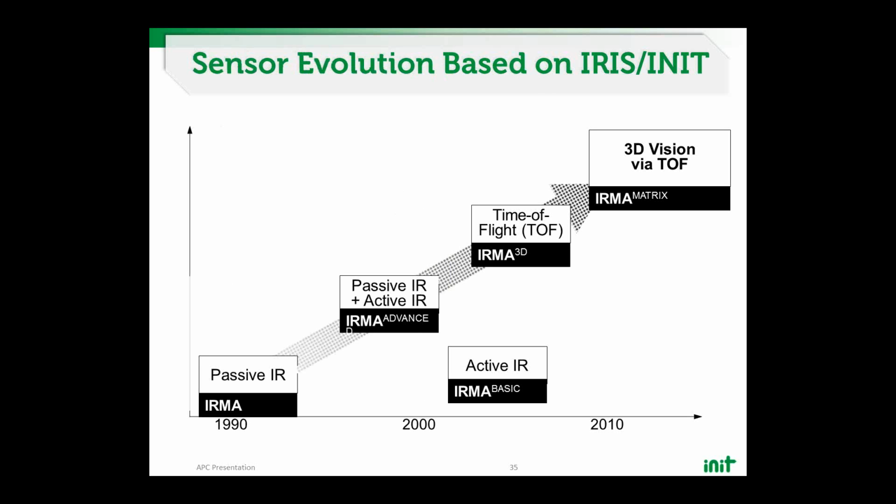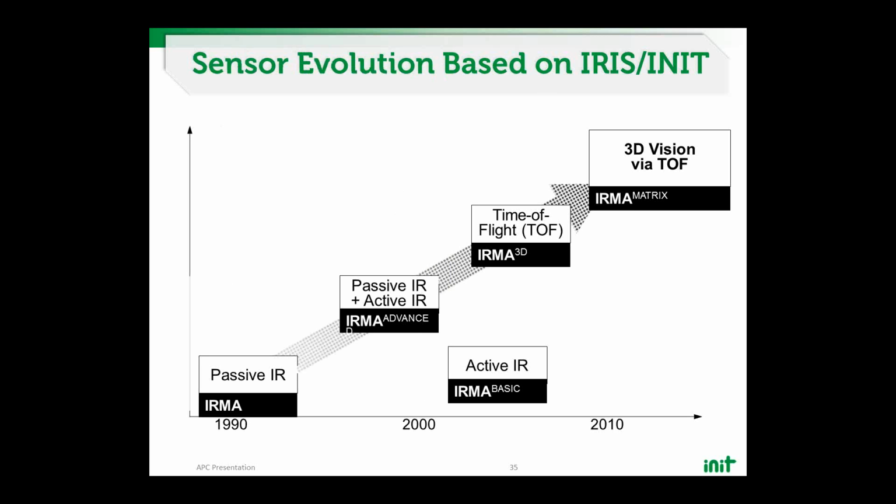To give you the sensor evolution based on the IRIS Init product: Init did the partnership with IRIS in 1990. At that time, the passive technology was in use. In 2000, when I started with Init, that was IRMA Advanced Active Passive Technology. In the meantime, we went through different sensor types, a low-cost sensor, then higher accuracy with the IRMA 3D with 4 pixel, and now we are at a stage with 3D vision via time of flight.